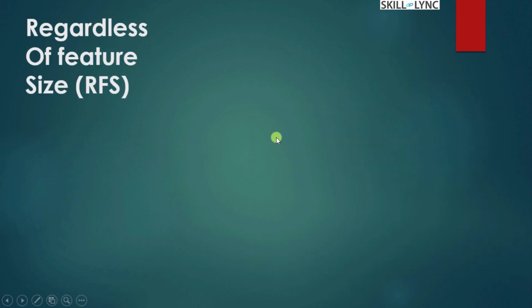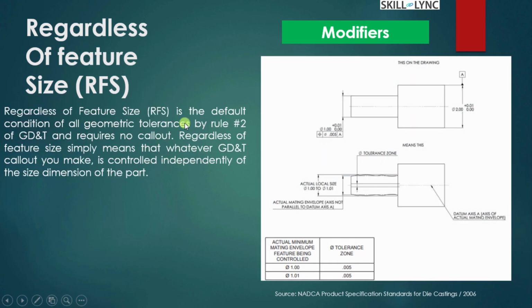Next we look into the modifiers that we can apply to the tolerance zones. First is regardless of feature size. This is going to be the default condition for all geometric tolerances by Rule 2. This GD&T rule we'll look into in the next slides, but typically this is the basic tolerancing. It means that if you do not mention any modifier or symbol to it, then by default the feature is controlled regardless of the feature size.